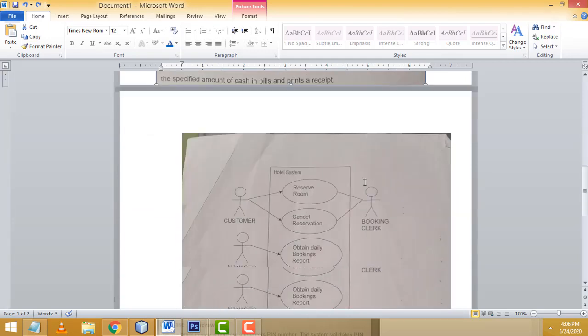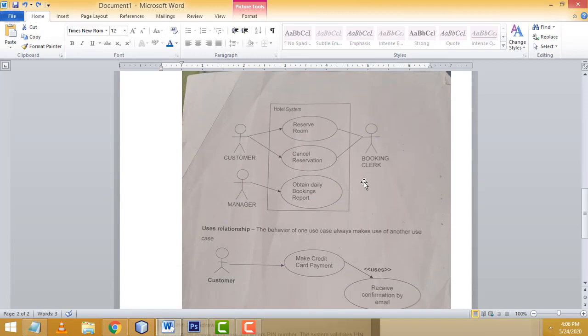Okay. After that, I have done another use case diagram. This is for the hotel system, right? A simple hotel management system. The customer is an actor. Here we have more than one actor: customer, manager as well as a booking clerk, right? This is the use case I have written. This is a simple hotel management system.